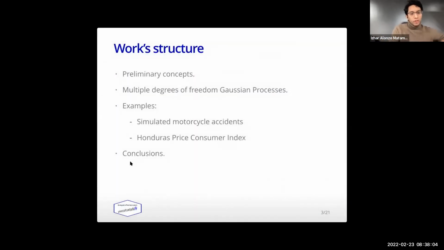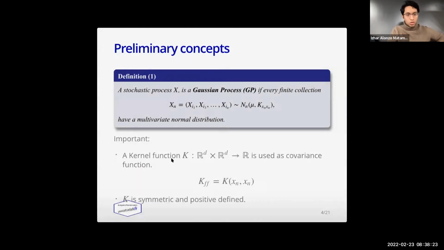So what is the work structure? First, we're going to talk about some preliminary concepts to build our theoretical framework. Then we're going to present our idea of the multiple degrees of freedom Gaussian process model. And finally, we're going to see two simple examples of how this can be applied and to expand the possibilities of this new model. And finally, we're going to talk about the conclusions.